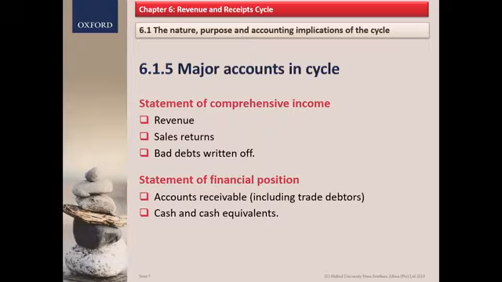Your statement of financial position, you've got accounts receivable, including trade debtors. So you also have cash and cash equivalents. Cash and cash equivalents will be either cash or any instrument that can be converted into cash within a reasonable period of time, usually within a year or 6 months. So those are cash and cash equivalents. Bank account monies with the bank are also part of cash and cash equivalents. So those are major accounts that we find in your revenue and receipt cycle.